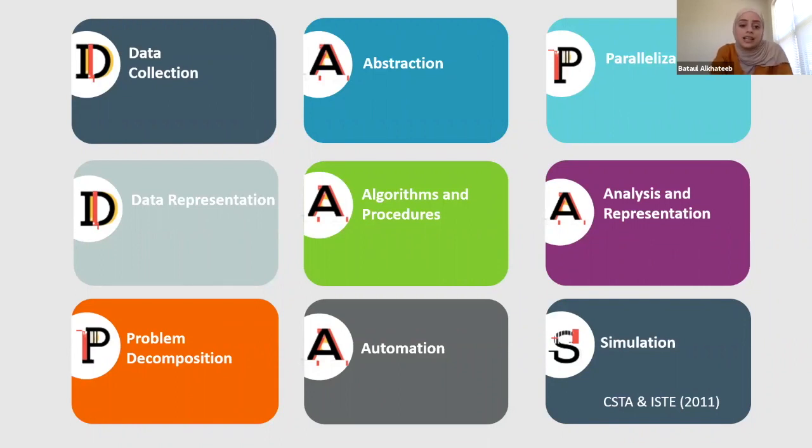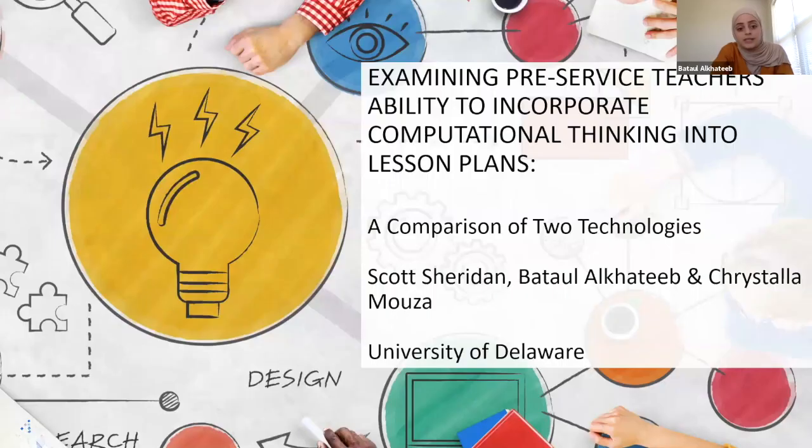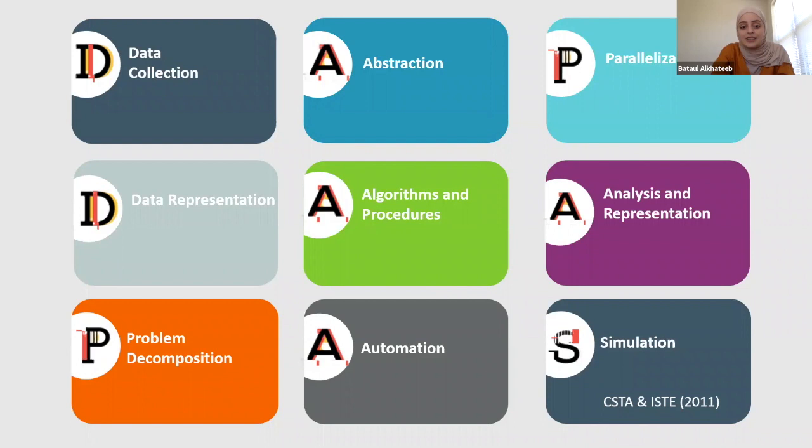Then there is data collection, analysis, and representation, as well as algorithms and procedures, which are just ordered steps taken to solve a problem. There is problem decomposition, which is breaking down tasks into smaller, more manageable parts. Automation, which is having computers or machines do repetitive, tedious tasks. And simulation, which is a representation of models of a process.